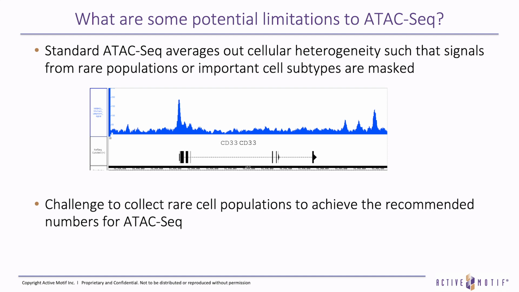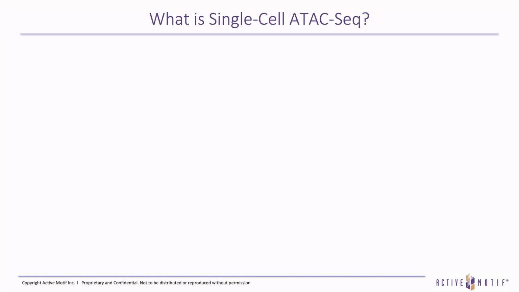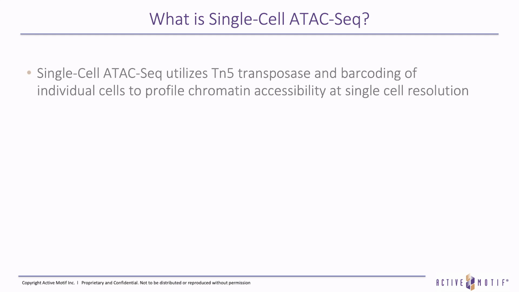Given these points, if you are interested in understanding the epigenetic landscape of open chromatin in specific subpopulations or rare populations, single-cell methods may be able to help you. So what is single-cell ATAC-Seq? This is the same method that uses the Tn5 transposase as in standard ATAC-Seq. However, it now combines that methodology with barcoding of individual cells, and this allows researchers to profile chromatin accessibility at single-cell resolution over thousands of nuclei.